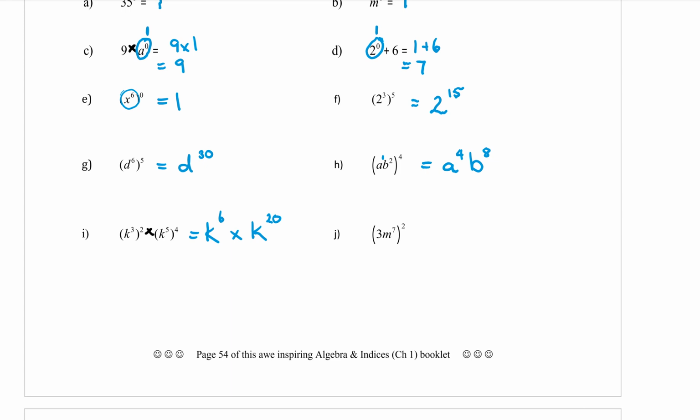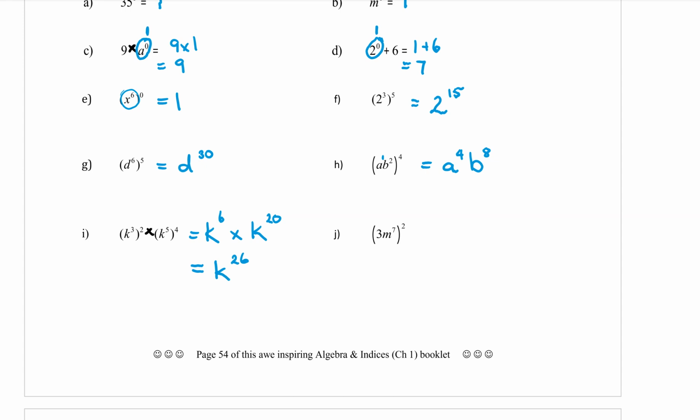Now to do the multiplication here, we're actually going all the way back to the first law. When we multiply things with the same bases, we add the powers. So k stays the base. 6 plus 20 is 26.